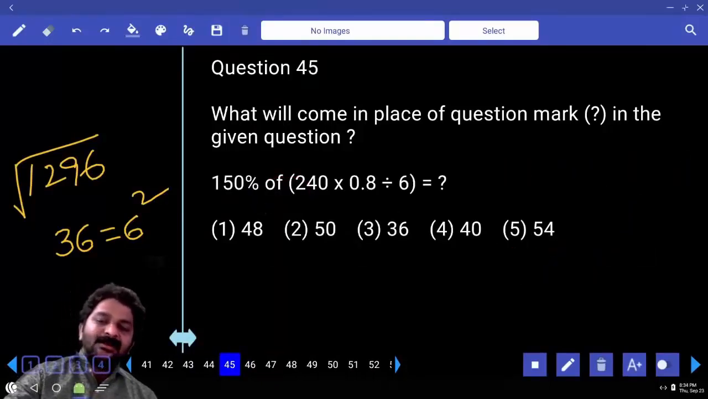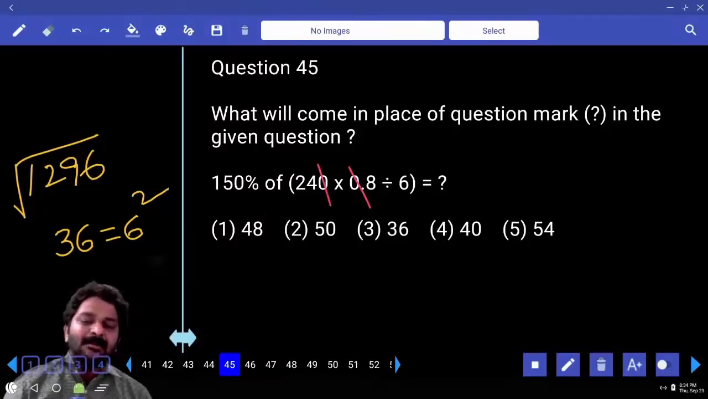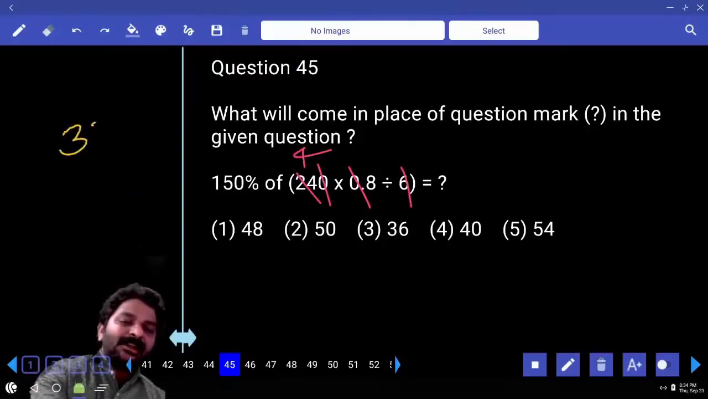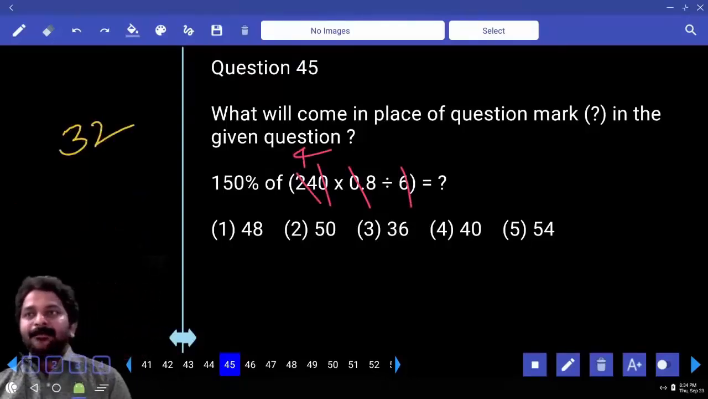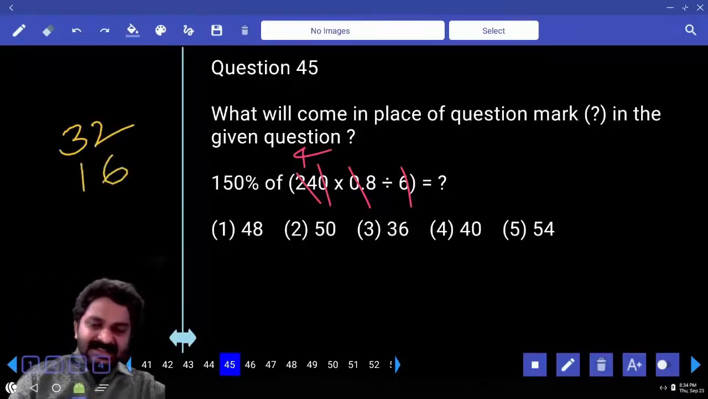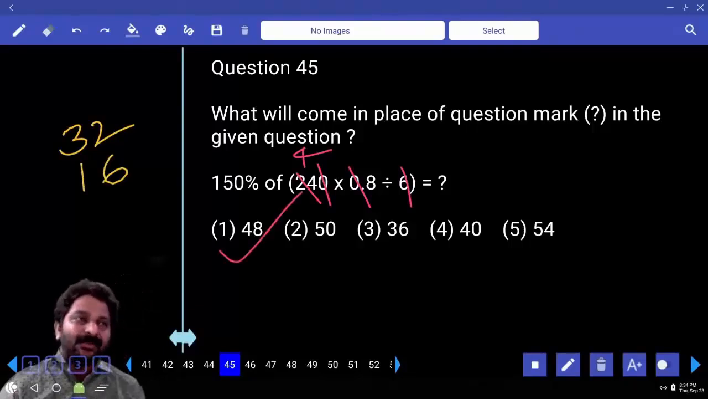Next. Here also. Decimal and 0 both gets cancelled. 6 how many times? 4 times. 4 into 8. Out of 32, what percentage we want to calculate? 150%. 100% is 32. 50% is 16. Then 150% is 48.